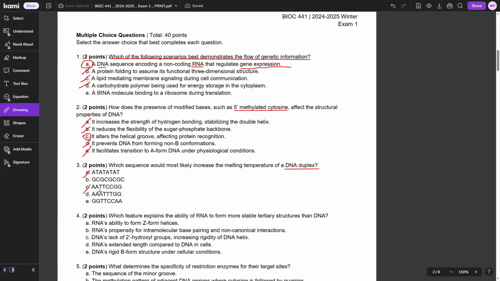D is the same deal. There's a bunch of A's and T's, so probably not the biggest fan of that. And then E is also the same thing. It's got some T's and A's in there, so I probably wouldn't say that.